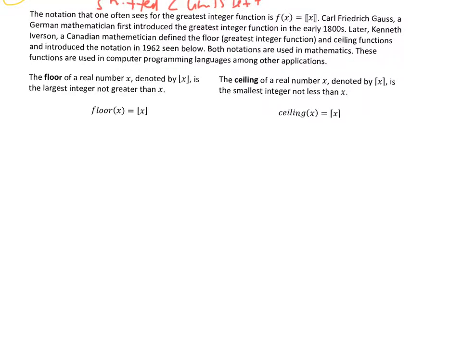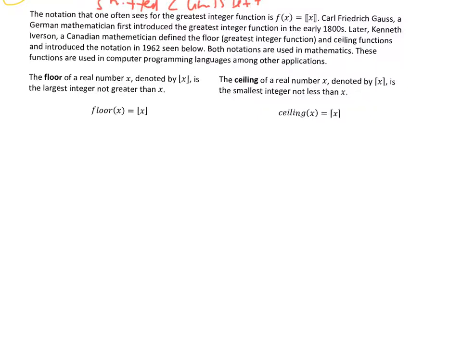The notation that one often sees for the greatest integer function is f of x equals this notation. Karl Gauss, a German mathematician, first introduced the greatest integer function in the early 1800s. Later, Kenneth Iverson, a Canadian mathematician, defined the floor, the greatest integer function, and the ceiling functions, and introduced this new notation in 1962 as seen below. Both notations are used in mathematics. These functions are used in computer programming languages, among other applications.